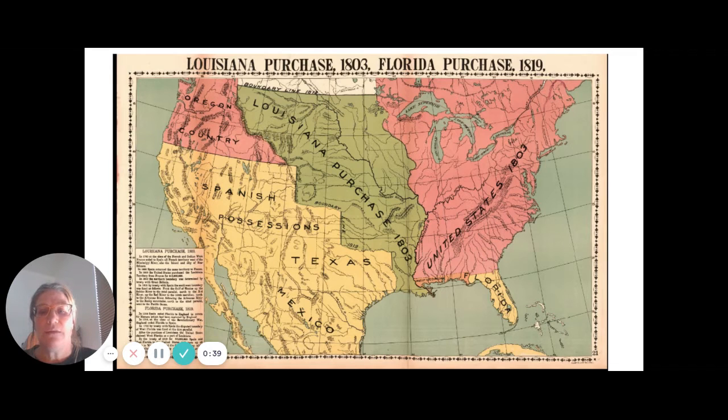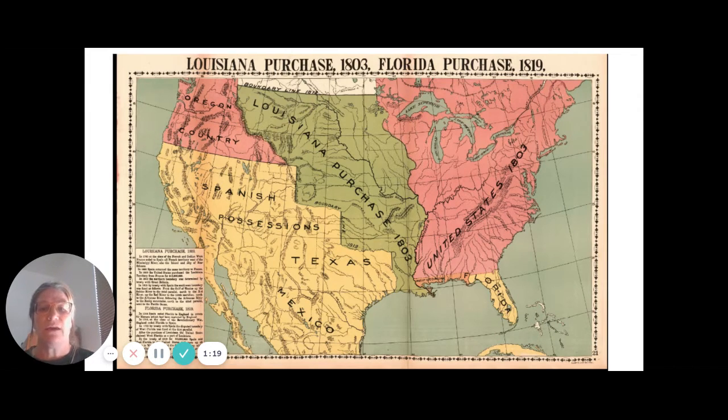And here you see the map, and the first thing you're going to do is probably read the title. Louisiana Purchase, 1803, Florida Purchase, 1819. So you know that it includes information about the Louisiana Purchase and the Florida Purchase. You can also see it's a map of the contiguous United States, from the Atlantic to the Pacific, although that is not named on here. But you can see Oregon country, Spanish possessions, Texas, Mexico.